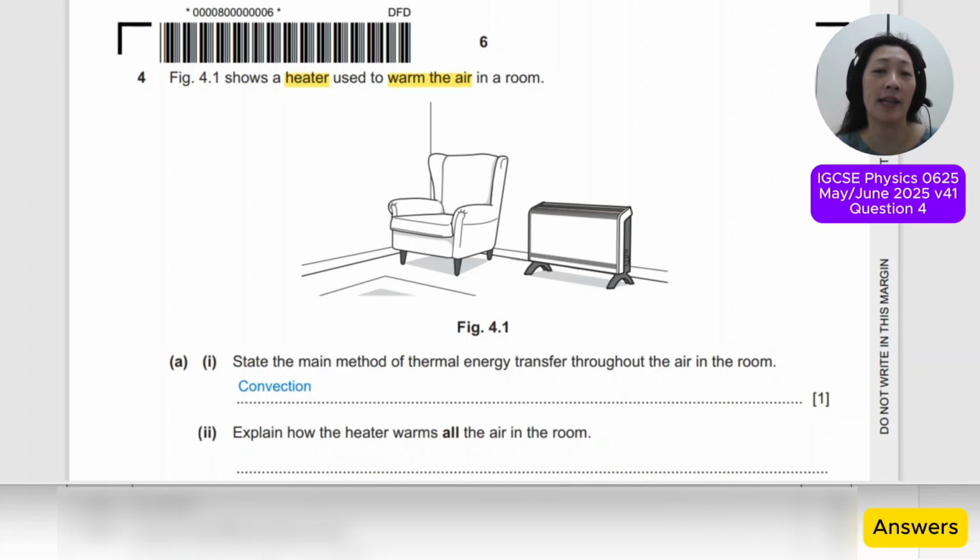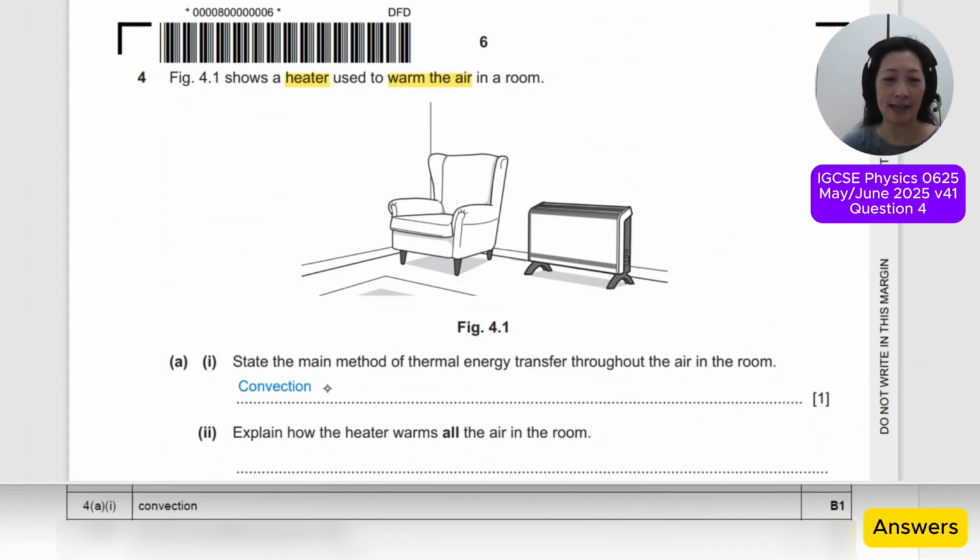because convection is the main method in which fluids use to transfer heat energy. So remember that fluids include both liquids and gases. Conduction is not the answer because although fluids can conduct heat, air doesn't conduct heat very well. And obviously, it's not radiation because radiation does not involve any air at all. And the question has already told you that a heater is used to warm the air. So when we look at the answer, you can see that yes, the answer is convection. And this would give us 1 mark.